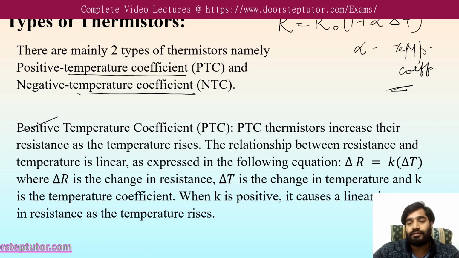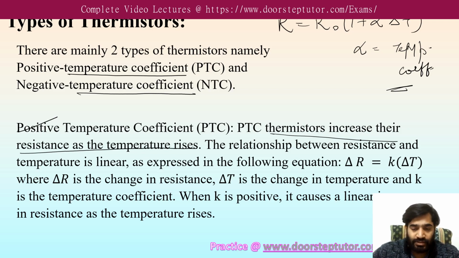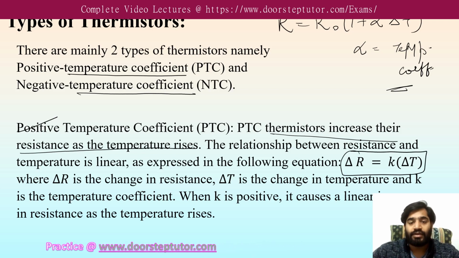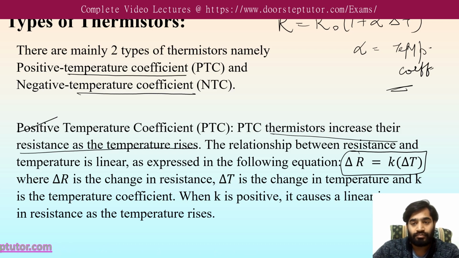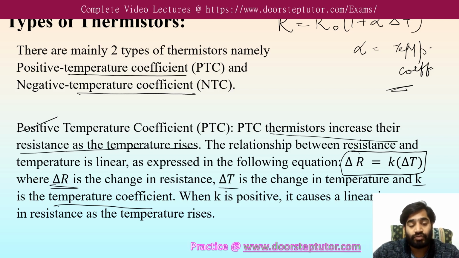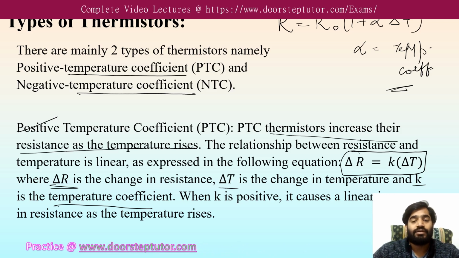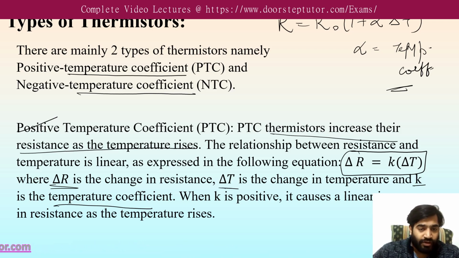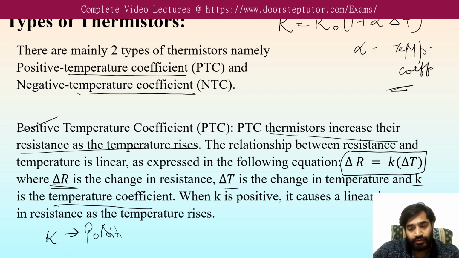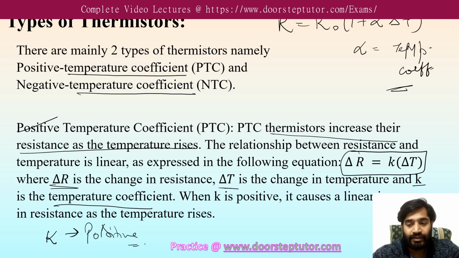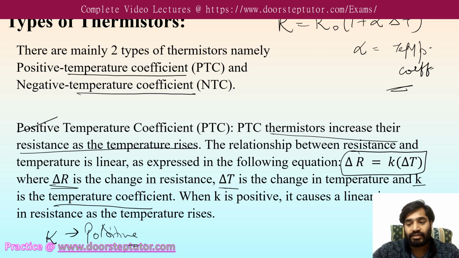A PTC thermistor's resistance increases with the increase in temperature, which means it is directly proportional. The formula is delta R equals K delta T, where K is the temperature coefficient, just like alpha here, delta R is the change in resistance, and delta T is the change in temperature. Here we are talking about PTC, so K will remain positive. PTC means resistance increases as the temperature increases.